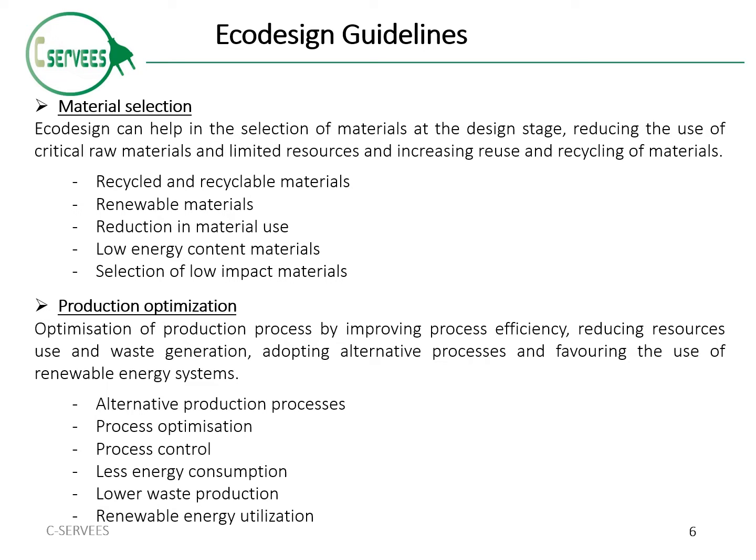Instead, the production process could be optimized to improve the environmental performance of the product by improving process efficiency, reducing resource use and waste generation, adopting alternative processes, increasing internal recycling, and fostering the use of renewable energy systems.